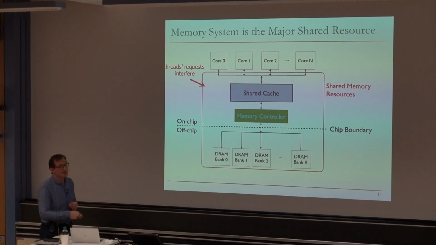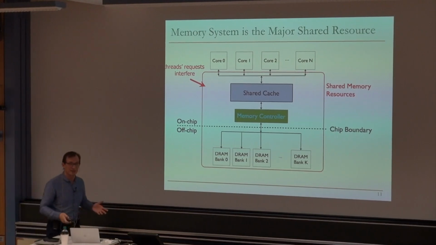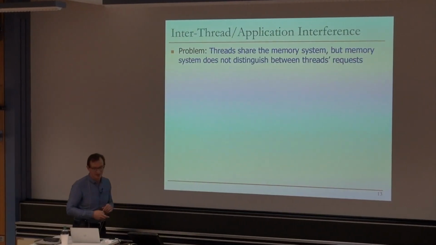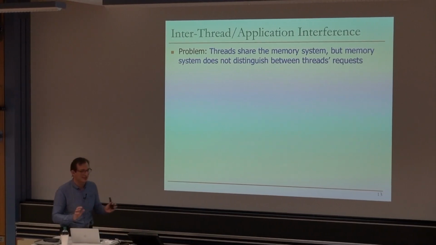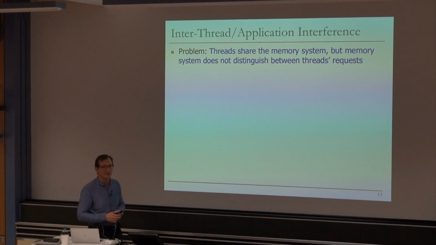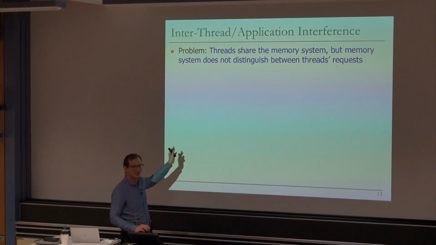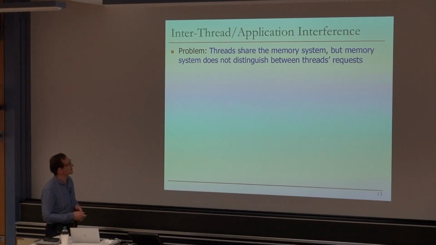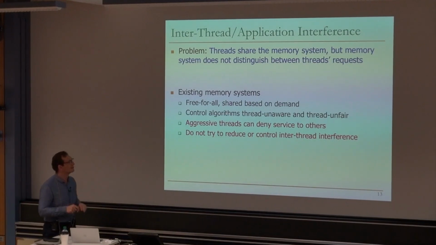Basically the issue is that different threads inject different requests to these shared resources, and their requests interfere with each other. Then what do you do when these requests interfere? And I've already shown you that. The problem is threads share the memory system, but the memory system, at least if you design it without this sharing in mind, doesn't distinguish between different threads' requests. At least this was the case, especially in 2006 or so. Things are changing right now, and I'll give you the changes, but if the memory system doesn't distinguish between different threads' requests, it's essentially a free for all.